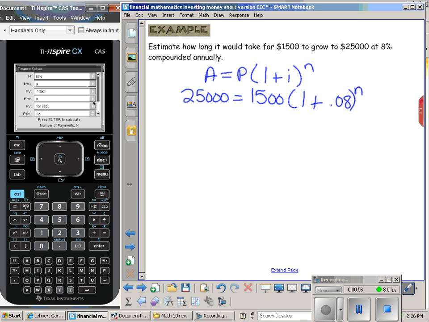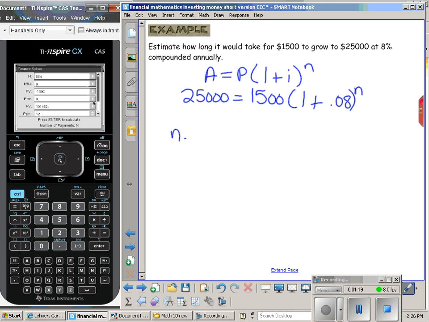So here is where the graphing technology and the financial application comes in really handy. There is a way that you can solve for exponents using logarithmic values. We haven't learned about that yet. So in this case, in order to solve for this exponent and to find out how long it takes, we do need to use our graphing calculator.